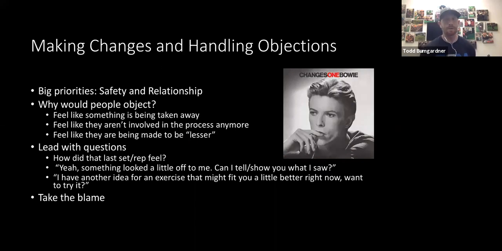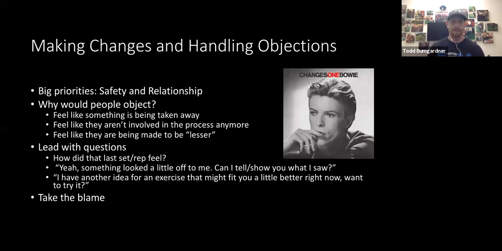So the big priorities when we're making changes and handling objections on the floor are safety and relationship, right? We need to put the safety of the person above everything else, and the relationship is just slightly under that. When we manage those two things and think about how I need to interact with this person and how I keep them safe, a lot of things take care of themselves. So we have to think about, okay, we're going to make a change. Something's not working for this person, but we have to put them in a better position.